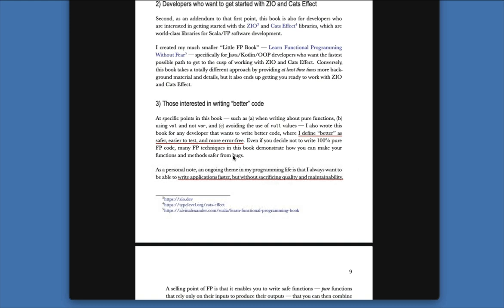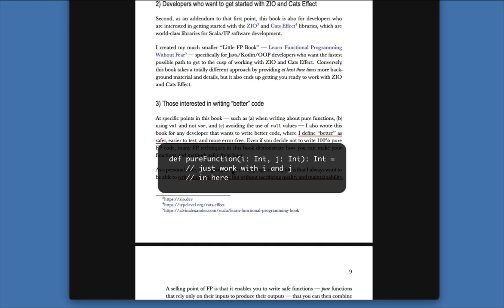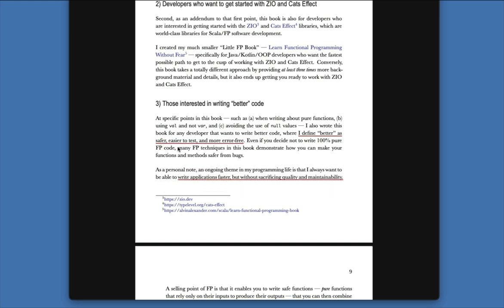So in pure functional programming, what we do is when you're writing code right here, that's the only thing you're affecting is this code right here. And so that's part of what I mean by safer and easier to test and more error-free, because we're only thinking about this little area. Again, if this was a pure function, that's the only thing we're thinking about when we're writing pure functions.